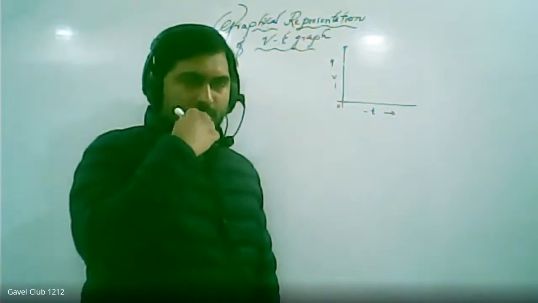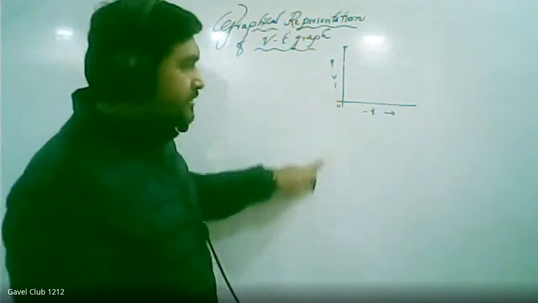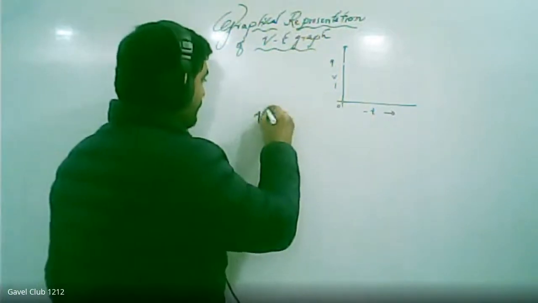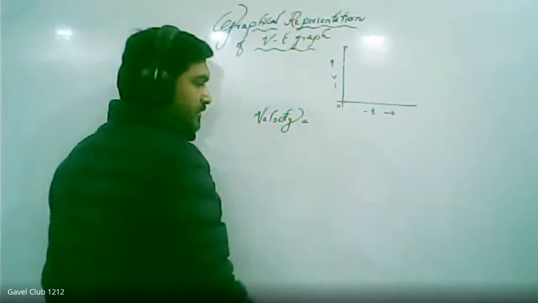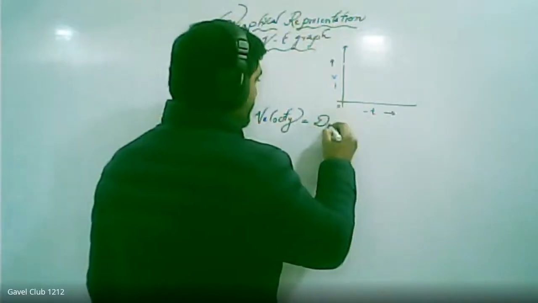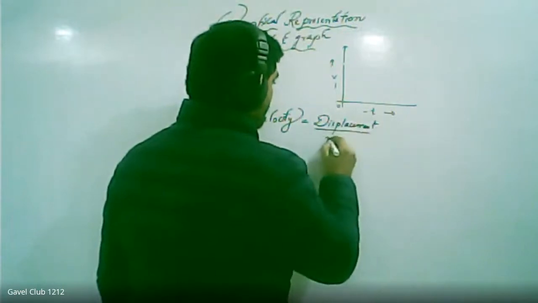And here velocity, what is velocity, right? How can you define velocity? Yes, can you tell me, anyone? What is velocity? Yes. Velocity is equal to displacement by time. Yeah, displacement by time. So we take here displacement by time.